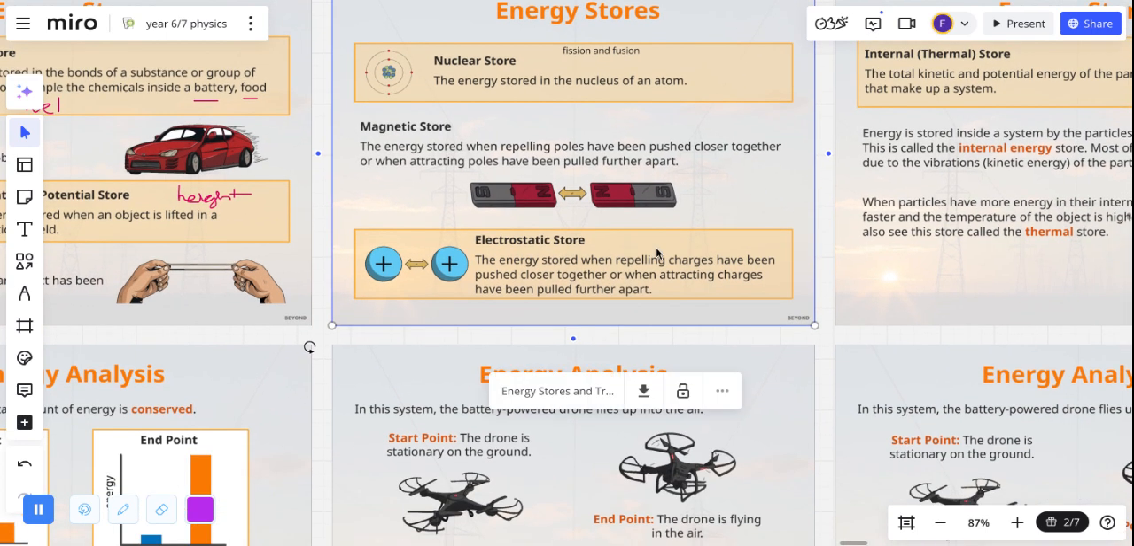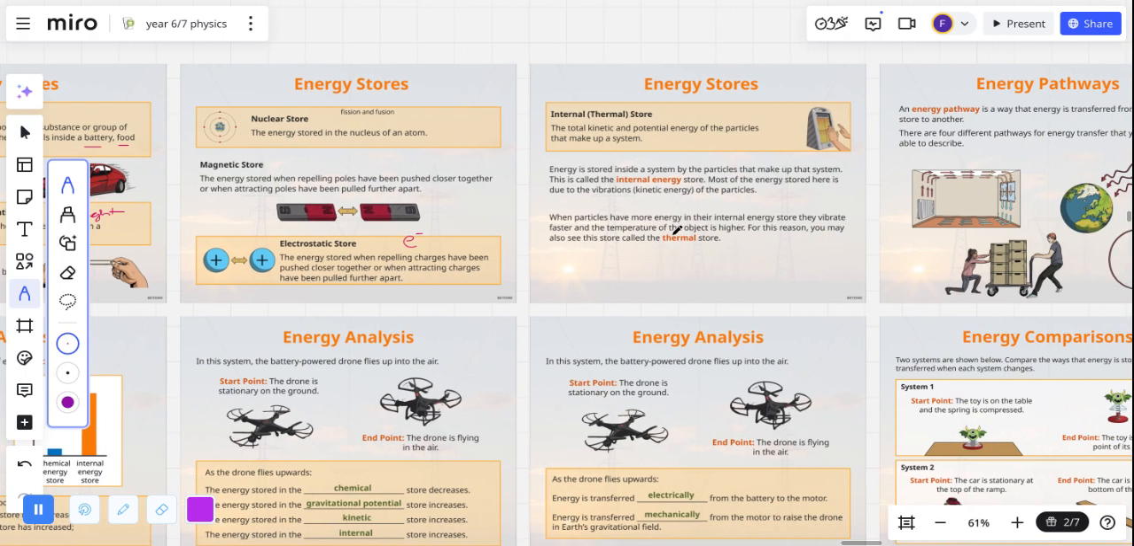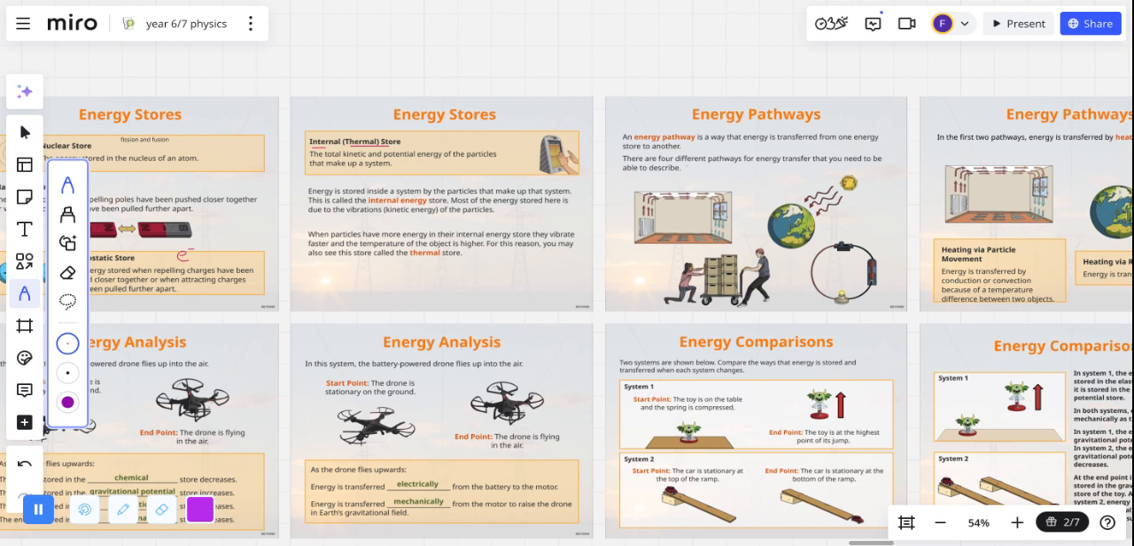Electrostatic store, that is charged particles. You are either looking at positively charged particles or negatively charged particles. And the negatively charged particle you come across pretty much most of the time is the electron. Now, the other one is if you add up all the energy in terms of kinetic and potential, it is called the thermal store or the internal thermal store. All right, so those are the energy stores.